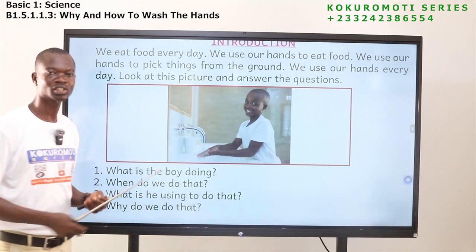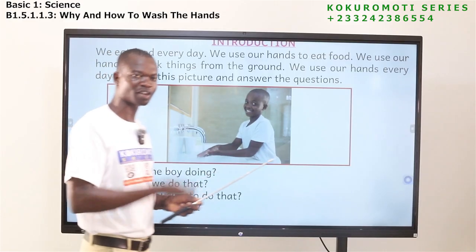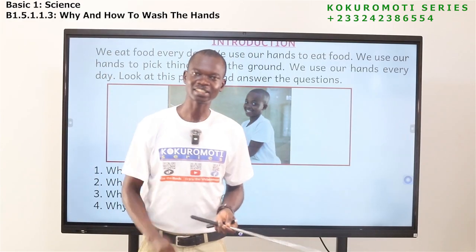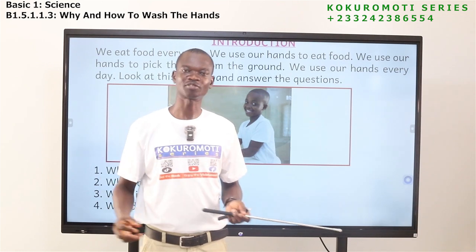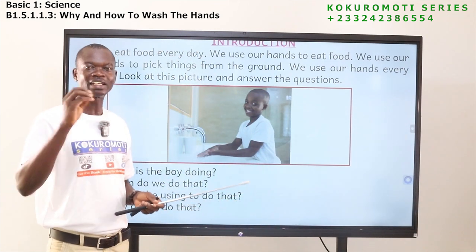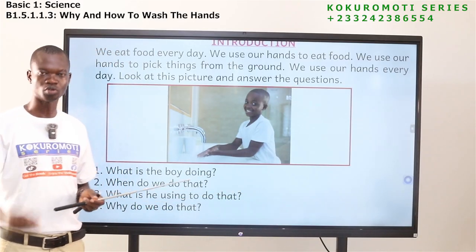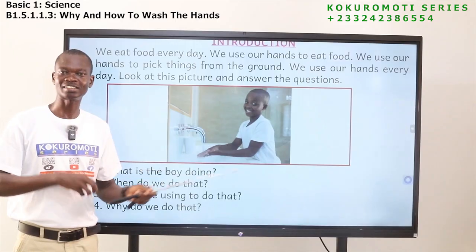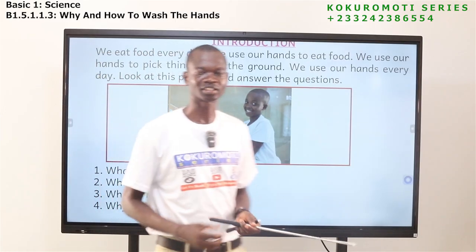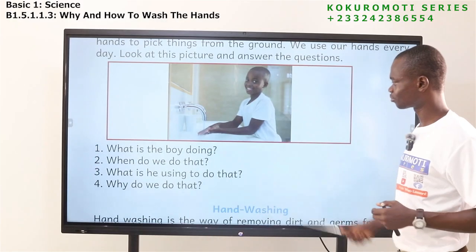We wash our hands before we eat or after we have finished eating. We wash our hands before we eat, and also after we have finished eating. That is not all. There are other things that we do, and we wash our hands before we do those things. And there are other things that after we have finished doing, we also wash our hands. So now, let's continue. You will get to know those things.